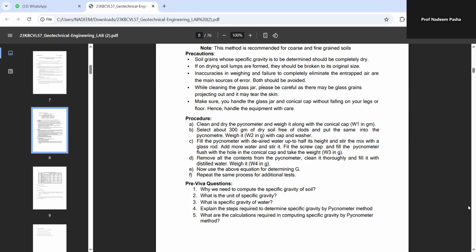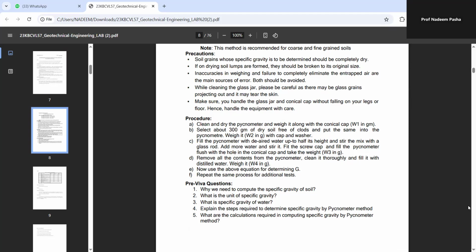So what is W1, W2, W3? Once again, just listen. W1 is weight of pycnometer with cap. W2 is weight of pycnometer with cap plus 300 grams of dry soil. In the third case, you add water up to half, stir it with the help of the glass rod, and again add water up to the top. That will be your W3 in grams. Finally, remove all the contents from the pycnometer, clean it thoroughly, and fill it with distilled water.